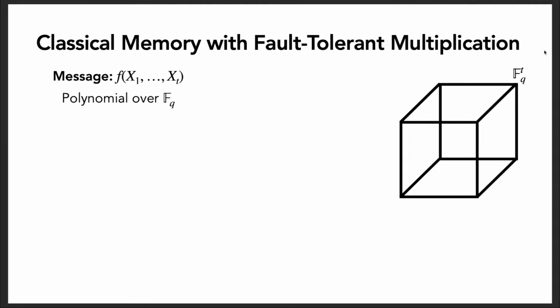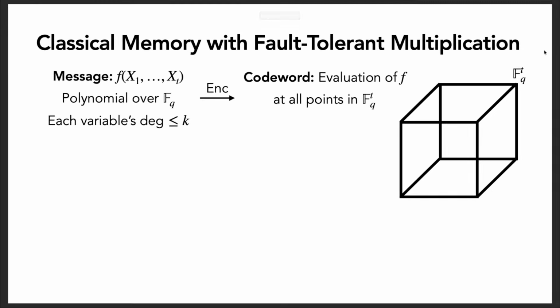First I'll define the code, the encoding. The encoding takes in a message, which we view as some multivariate polynomial over a finite field F_q, where we bound the degree of each variable to be some value k, where k is less than the field size. Then to encode this polynomial, we simply write down the evaluation of the polynomial at all points in F_q to the t. So we're just taking a polynomial evaluation code.